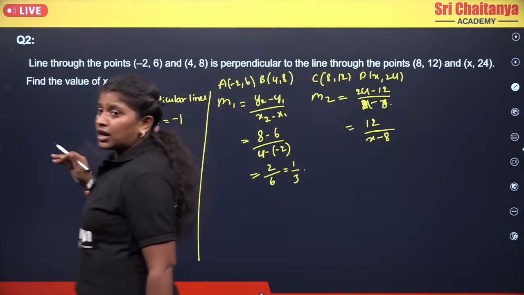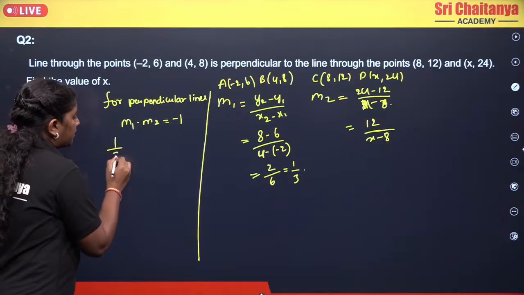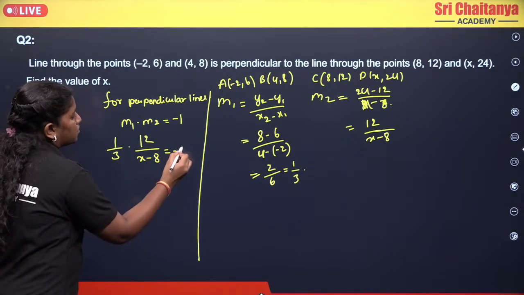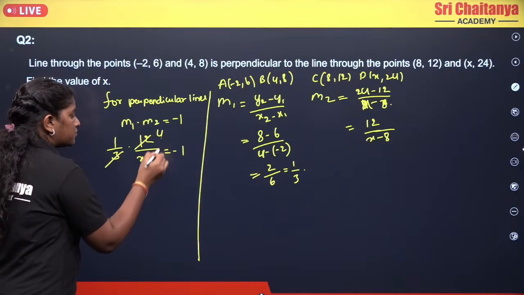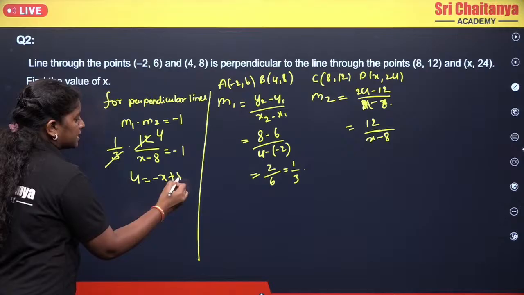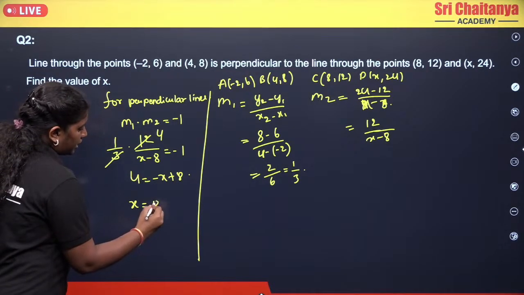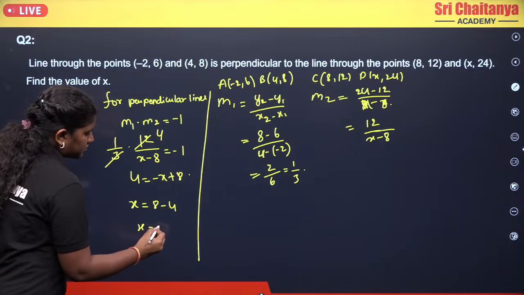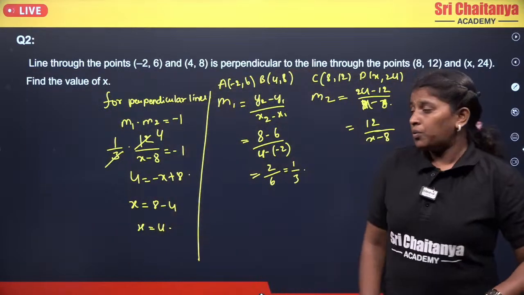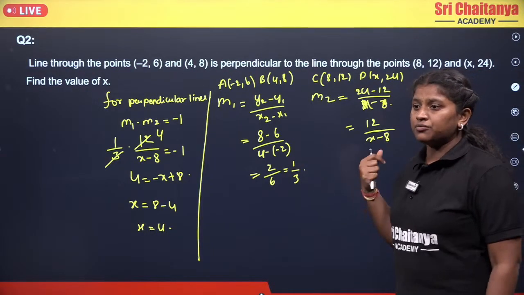Yes. Now just place the m1 and m2 values in the condition. So we will get 1 by 3 into 12 by x minus 8 equals minus 1. Now 3 will cancel 12 for 4 times. 4 equals, on cross multiplication, minus x plus 8. Now minus x will come to this side. So x equals 8 minus 4. So we will get our x value equals 4. Okay. So now what is the value of x? The coordinate value we got is 4. Clear?